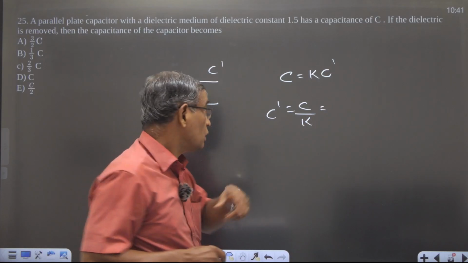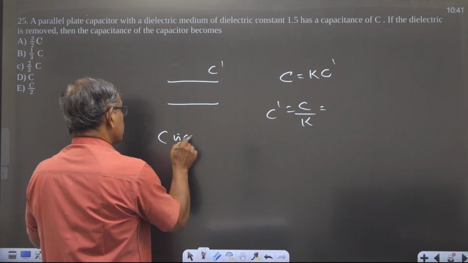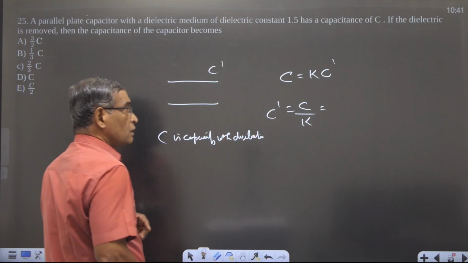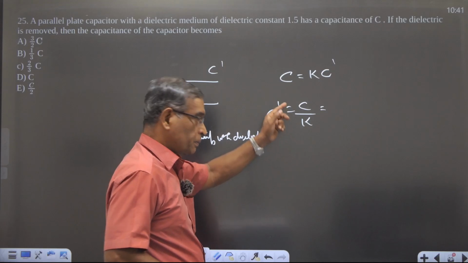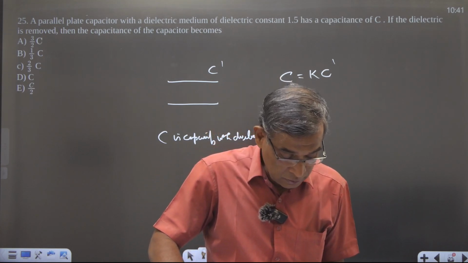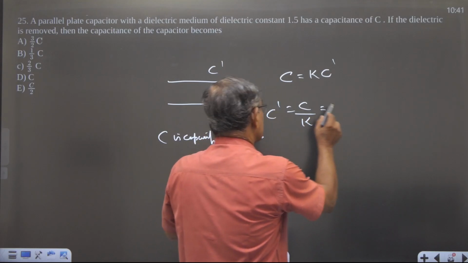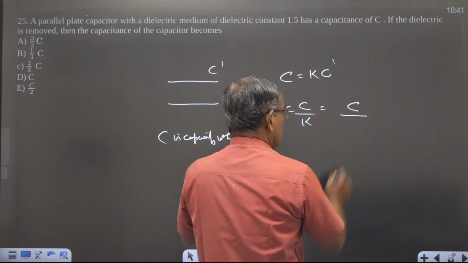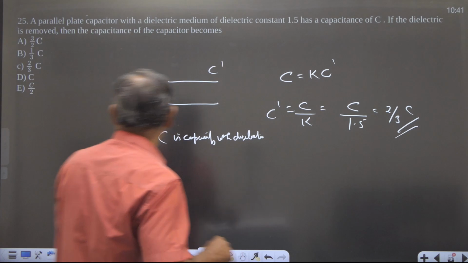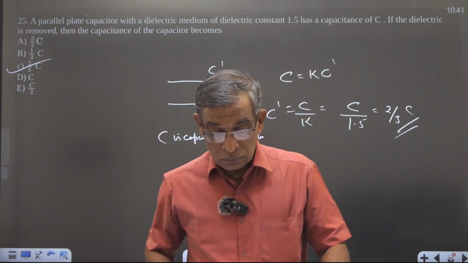C is the capacity with the dielectric. Without the dielectric, C dash is C by K. What is C? C is given to you, with the dielectric constant 1.5. The dielectric medium is 1.5, and has got capacity C. Therefore, C dash is equal to C by 1.5, which is equal to 2 by 3 C. So C dash is equal to 2 by 3 C. So the option is C. Next.